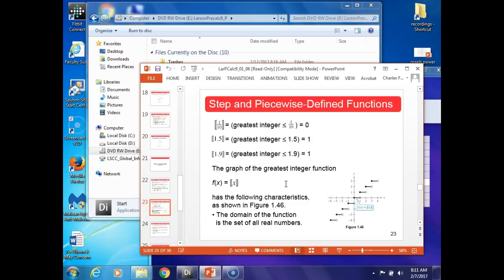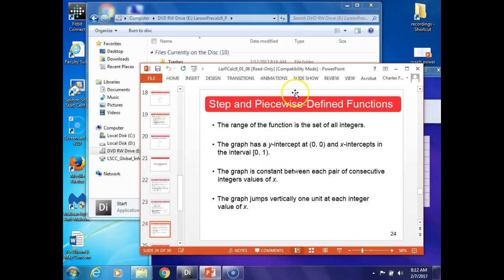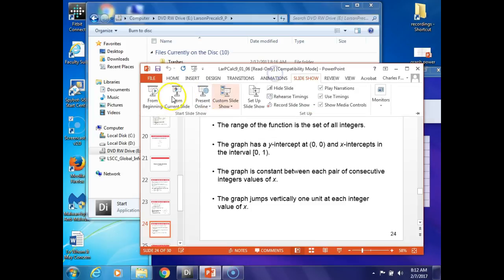we are recording. Any questions before we get started on today? Okay. If not, we were on page 63, step and piecewise defined functions, and we talked about the greatest integer function, which we already discussed. This was the last slide on that, and we were getting ready to talk about the characteristics of the step and piecewise defined functions.